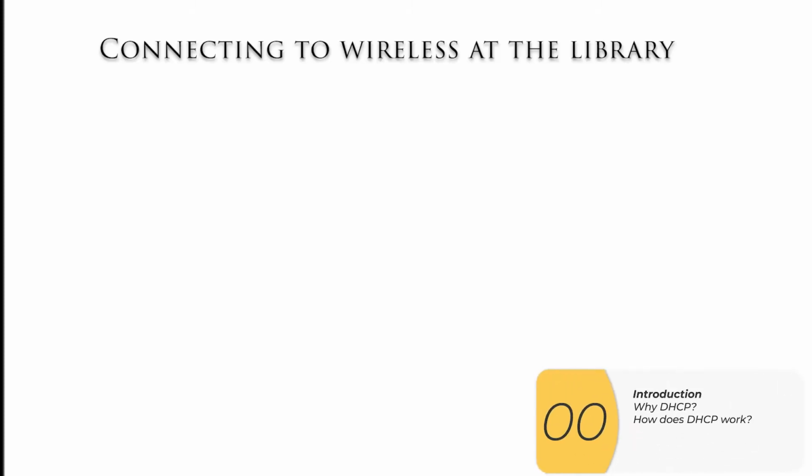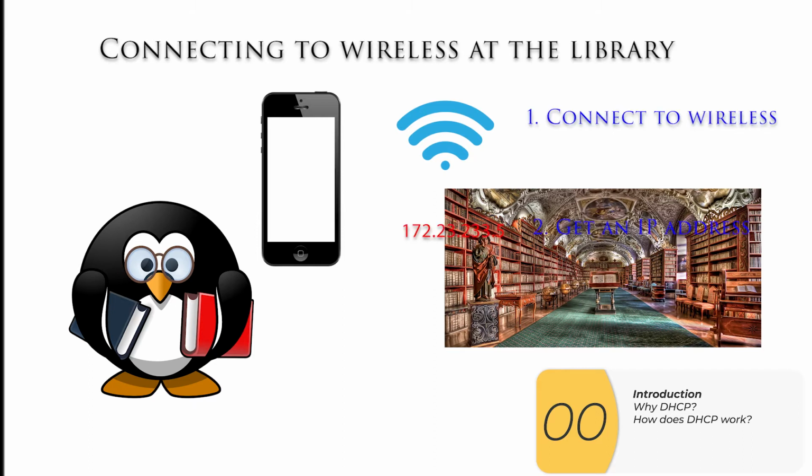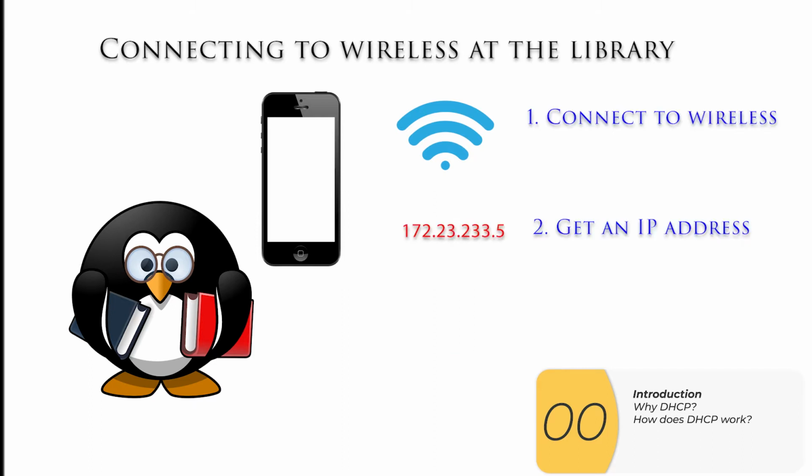Alright, first we'll go over why we need DHCP. So imagine you're a student and you go to the library and you want to connect to the wireless at the library with your phone. So, the first thing you're going to want to do is connect to the wireless. So there's going to be some wireless access point that you're going to connect to. But after that, you're going to need to get an IP address. Remember, every single machine that's on the network needs an IP address. When you take your phone into the library, it does not yet have an IP address. And that's where DHCP comes in.